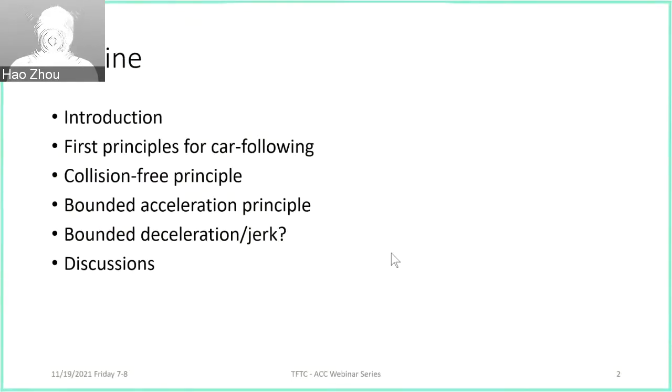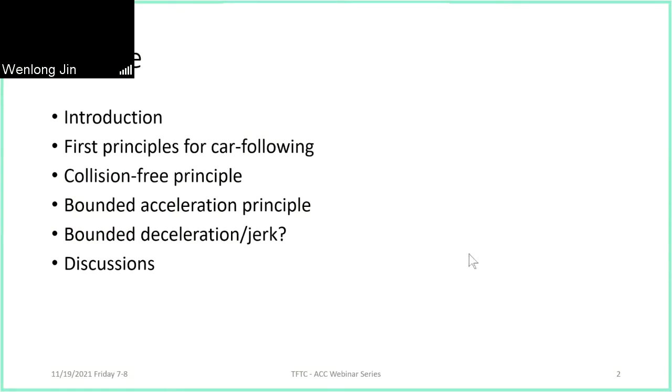Sorry about that. So then I will focus more on the first principles for car following behaviors. Of course, we have lane changing, merging, diverging, and many other behaviors in the transportation system. In particular, I will share with you some results on a collision-free principle and a bounded acceleration principle, and what these principles can teach us in terms of modeling traffic flow. And then share some thoughts, which are not final, on how to incorporate bounded deceleration and a bounded jerk. And finally, I will offer some discussions and comments on the traffic flow models.